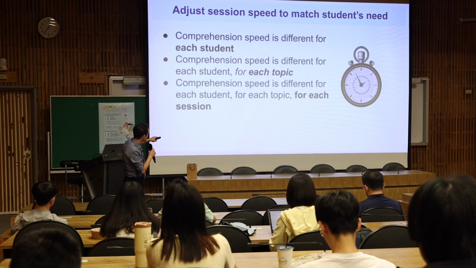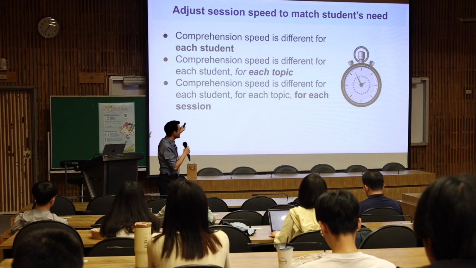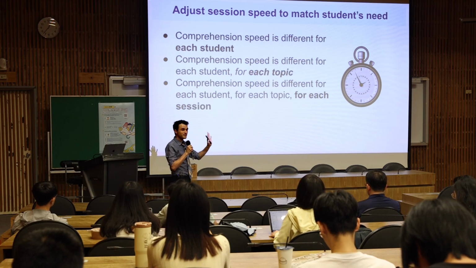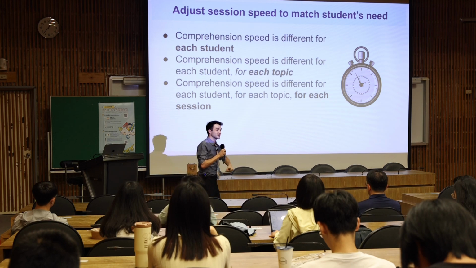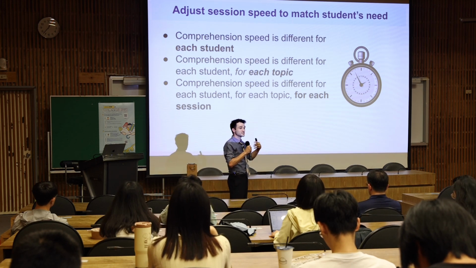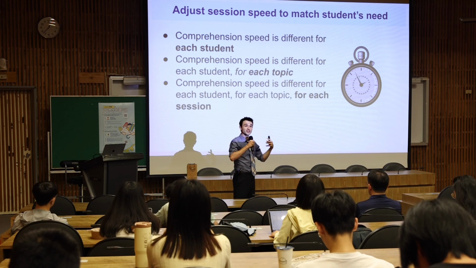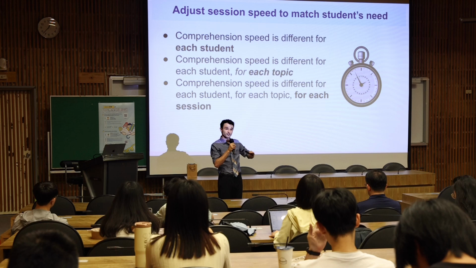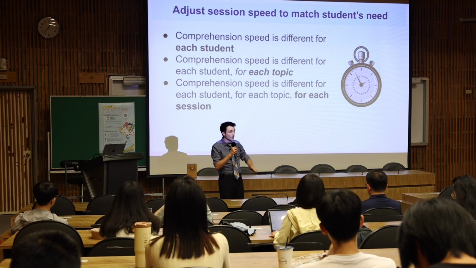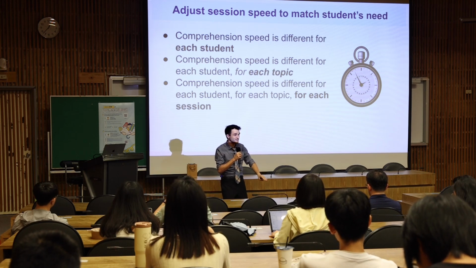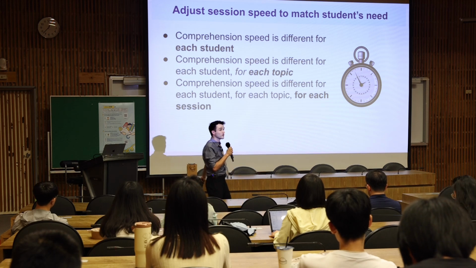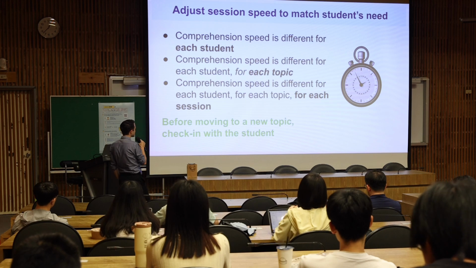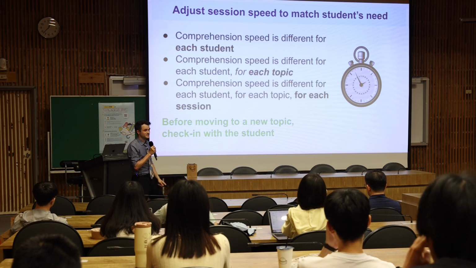Comprehension speed is different for each student, for each topic, for each session. If you've had 5 sessions with them, they understand your English. They understand your ability. They understand more and they're more confident. They're more comfortable. English comprehension in the first time you're meeting with somebody is always at their lowest. Their comprehension will only get better. So always start easier. Before moving to a new topic, check in with the student. That's how you know.